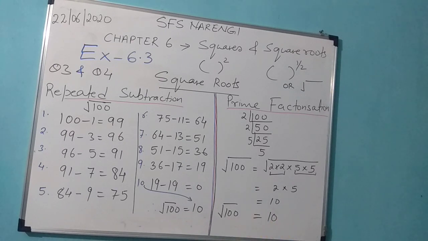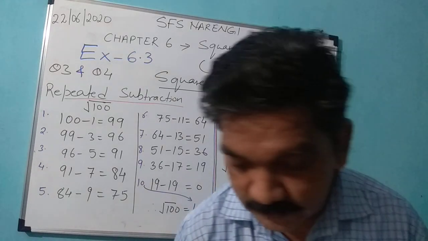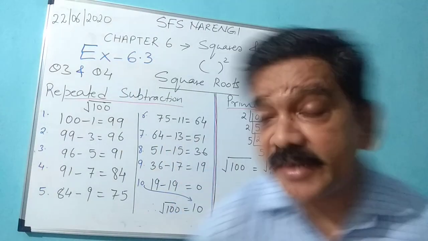Clear? So this was how to find the square root. Now after this question I will take question number 5.